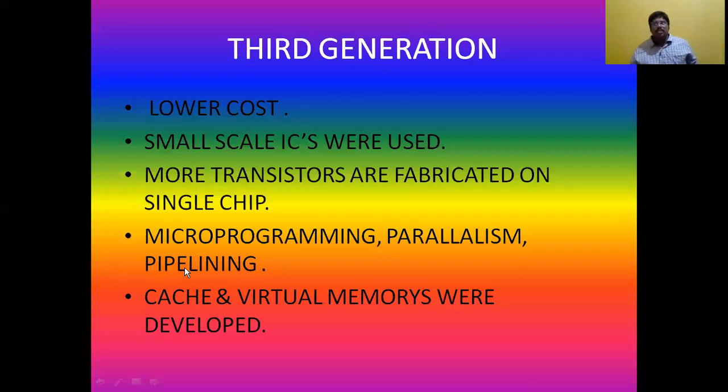Next, these are the things you have to know: microprogramming, parallelism, and pipelining. This is what I will explain in the next slides. Microprogramming is present, parallelism is present, and pipelining. Parallelism, as we have told previously, is from the second generation itself. Here we are having many co-processors, and with their help we perform tasks simultaneously. One co-processor does one task, another does another task, and so on. So we perform multiple tasks in parallel. This phenomenon is called parallelism.